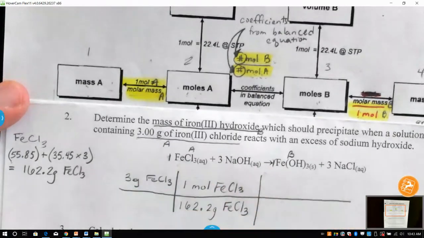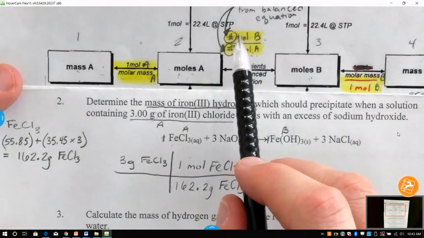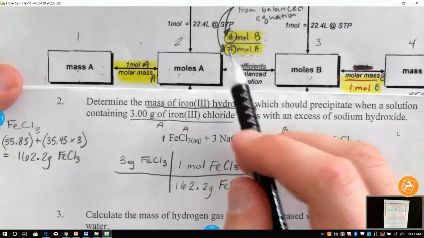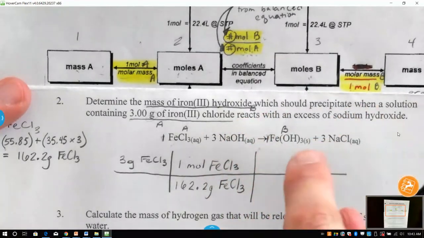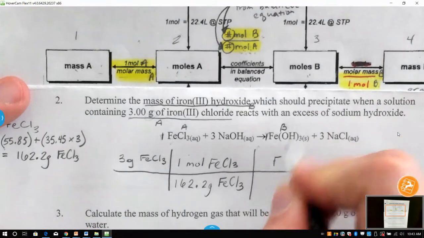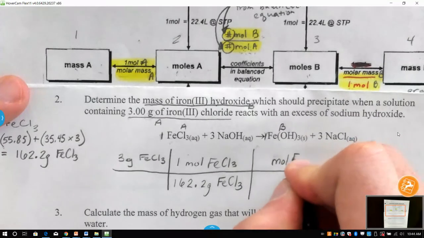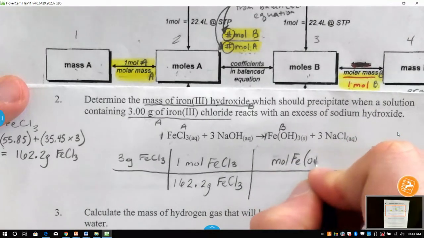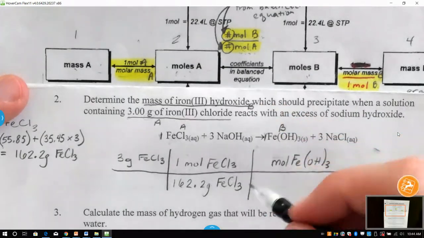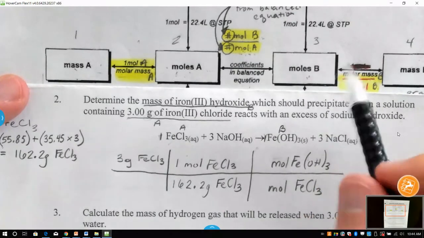Okay, conversion 1, boom, done. Conversion 2 says the number of moles of B over the number of moles of A. So blank, I'll leave a blank, I always do. Blank moles of substance B. What was substance B? Iron hydroxide, iron 3 hydroxide. So blank moles of Fe(OH)3. And moles of substance A on the bottom, which was moles of FeCl3.